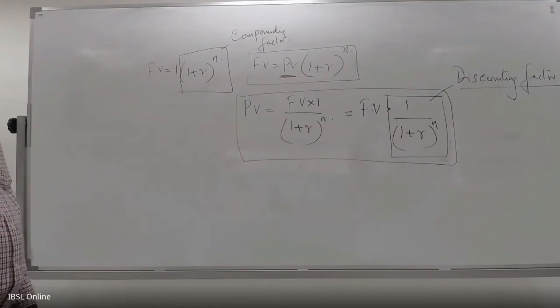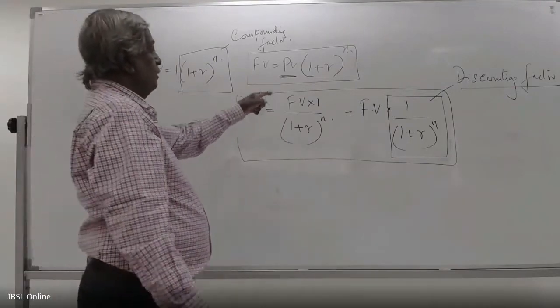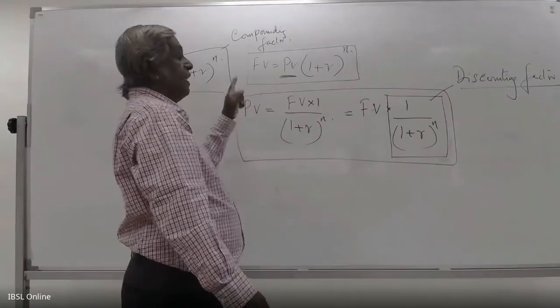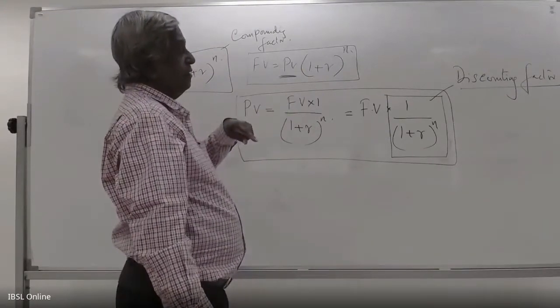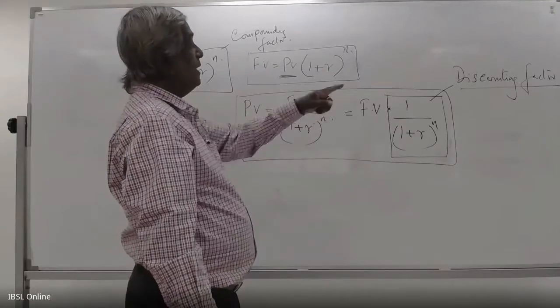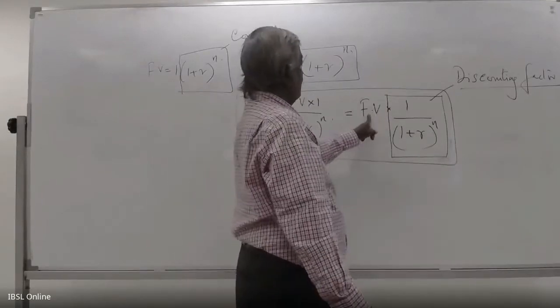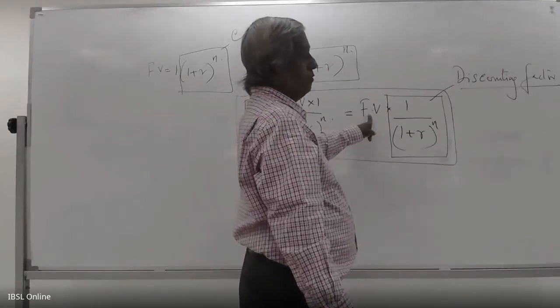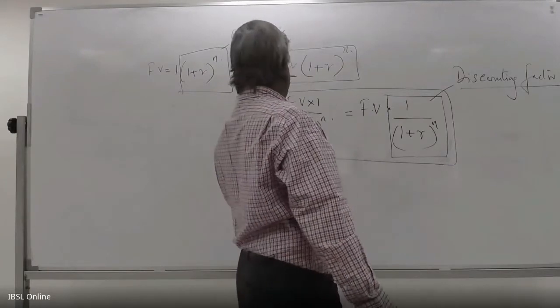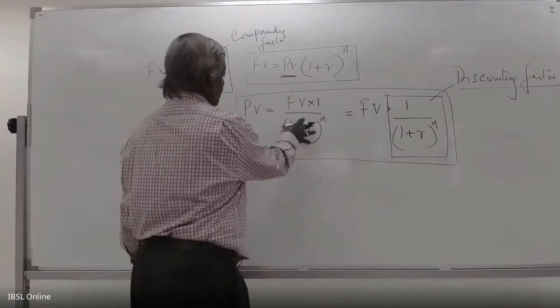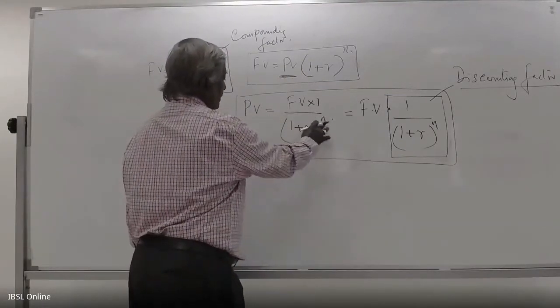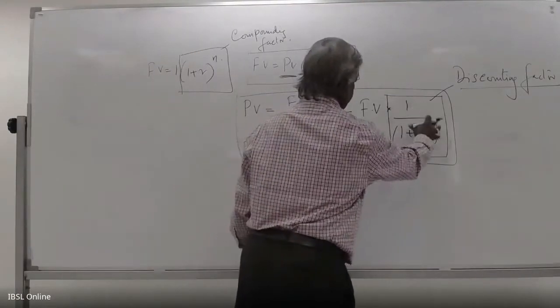So when you convert future value into present value, you calculate the discounting factor and multiply that discounting factor by the future value. So you will get the present value. So this is the discounting factor, 1 divided by (1 plus r) to the power n. This portion is the discounting factor.